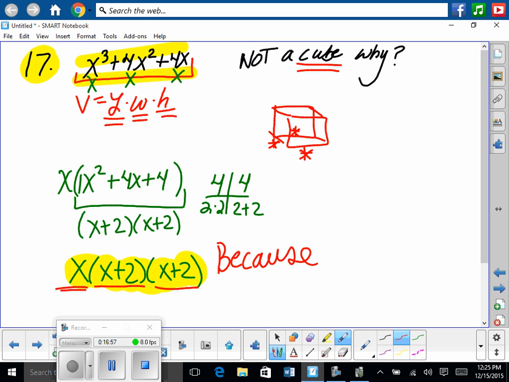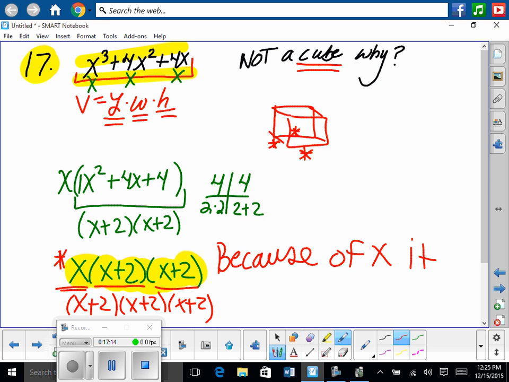If it was, we would have had x plus 2 times x plus 2 times x plus 2. But it's not because of that x. So we'd say because of x, it doesn't have the exact same three factors.